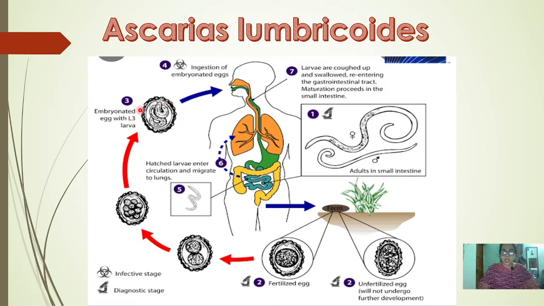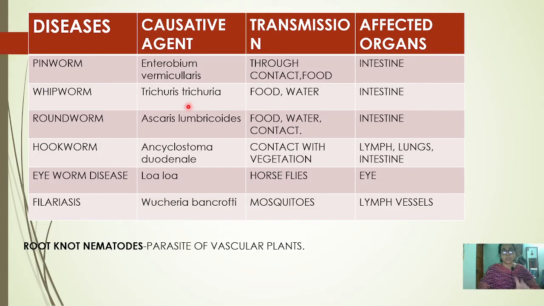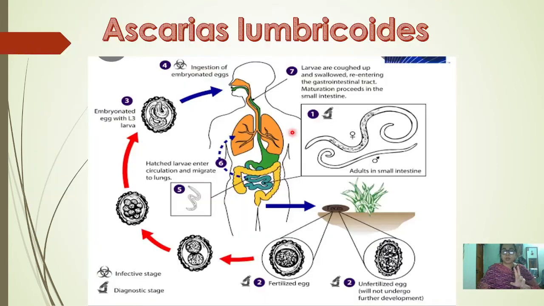And when we take in this infective stage from the vegetables or through contaminated food, as I have shown you in this table, the roundworm is mainly acquired through contaminated food, water and other means. So if we take contaminated food and water, and in that contaminated food and water this L3 larva is present, and we ingest it, it is the infective stage.